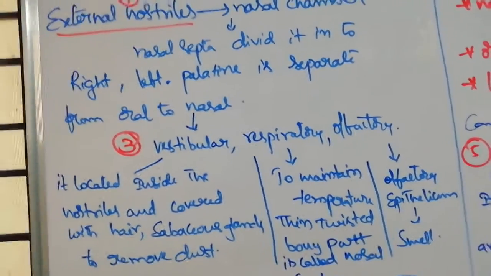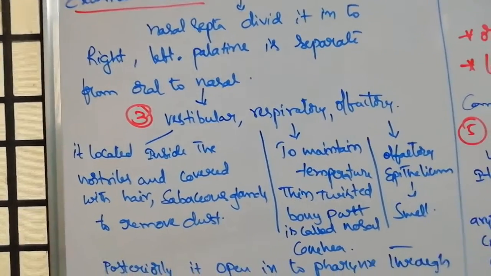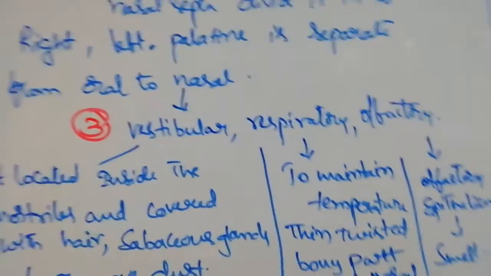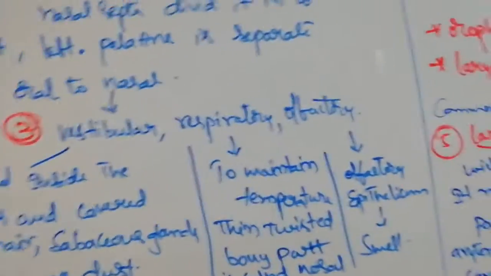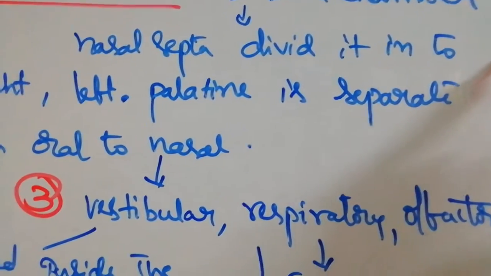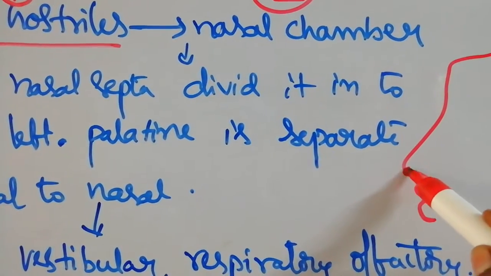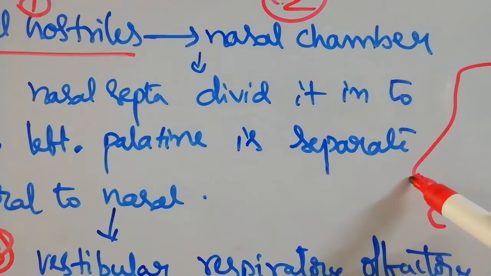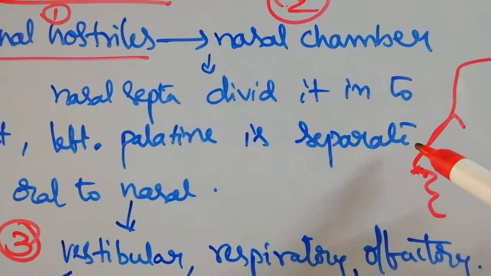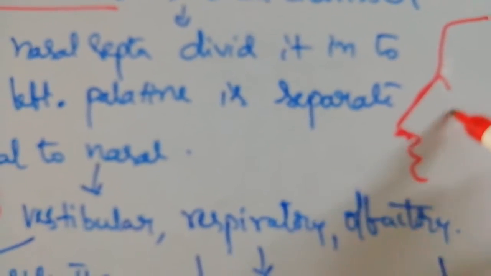cavity from the nasal chamber. And the nasal chamber is divided into vestibular, respiratory and olfactory parts. These three parts are present. First we see this is the nose part, this is the mouth. These are the external nostrils. Here the septum is present, which divides left and right. And here this is called the nasal chamber.